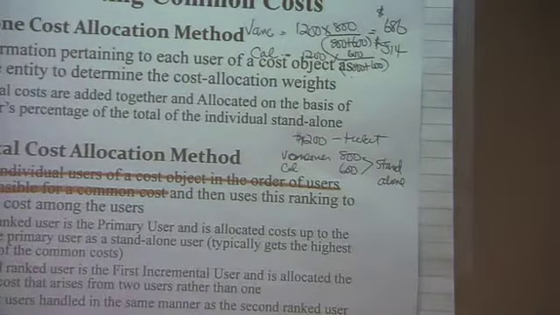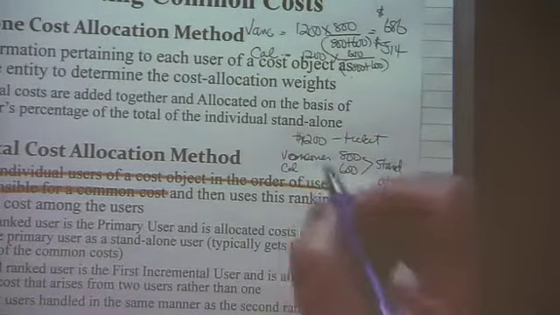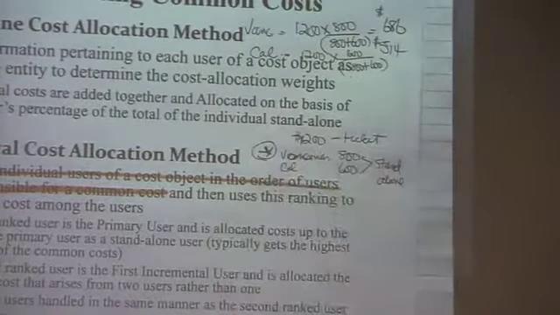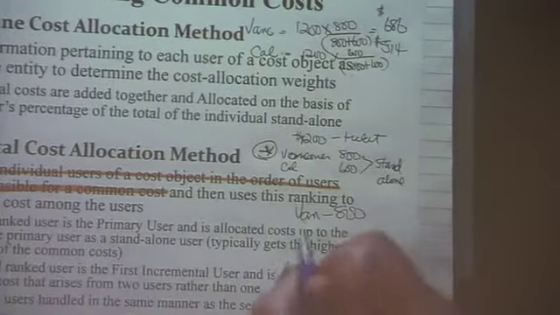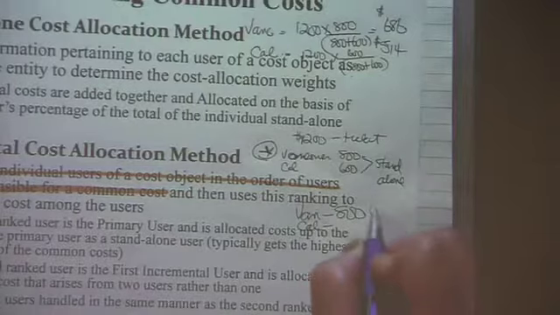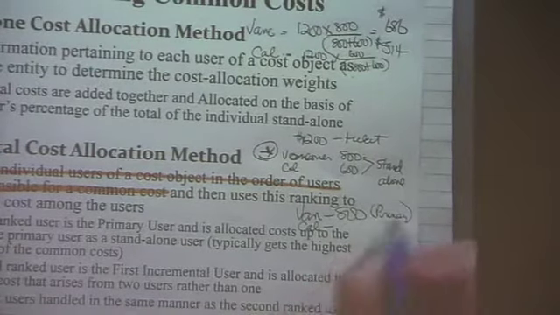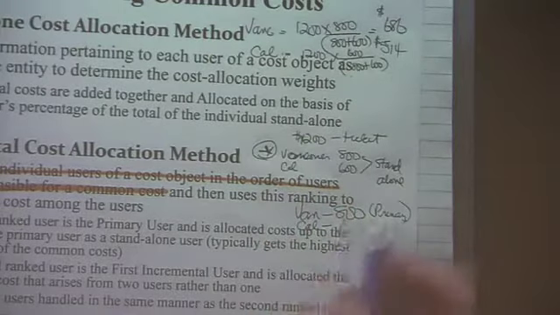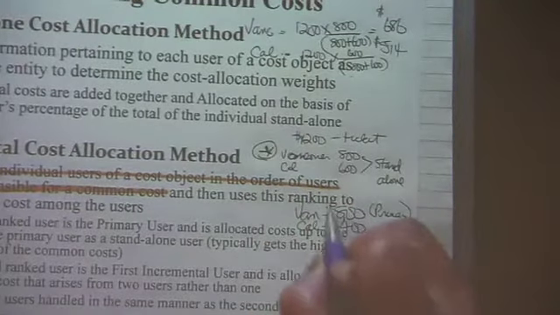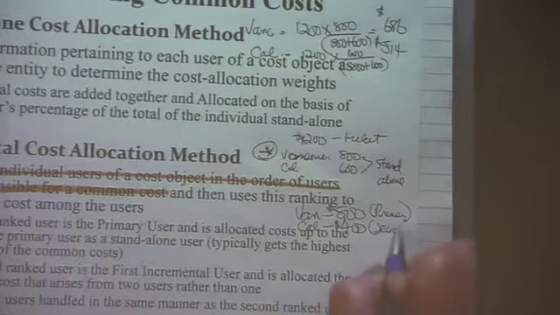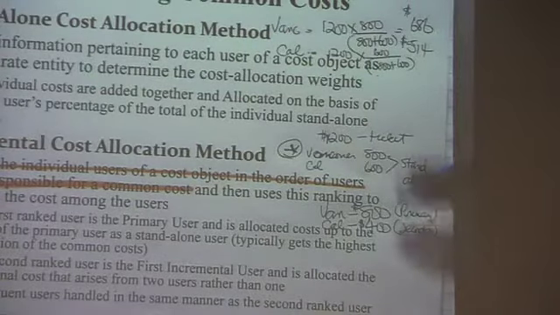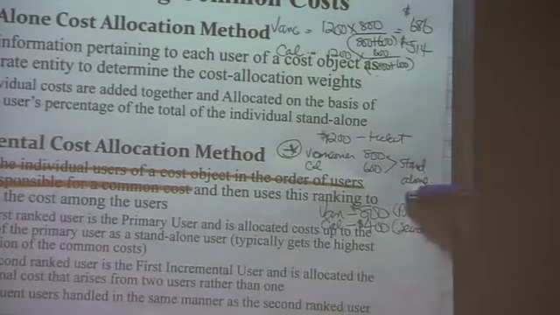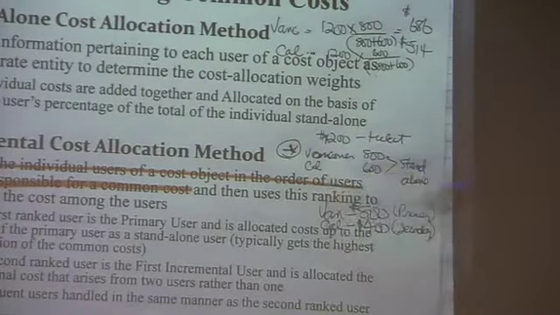Now, under the incremental method, we said that we're going to rank Vancouver as the primary. So the amount that we're going to charge the Vancouver division is going to be $800, and Calgary, the secondary, is going to be charged the difference between $1,200 and $800, which is $400. And that's the incremental cost allocation method. We have to select which of these two is the primary user. So let's take a look at this question.